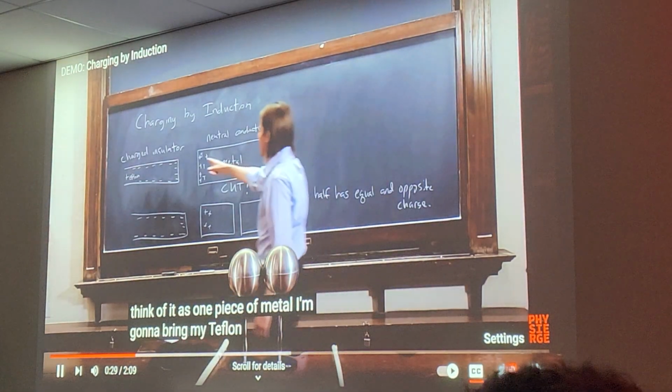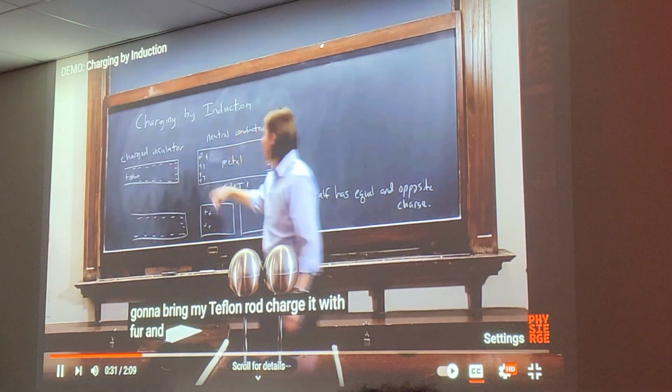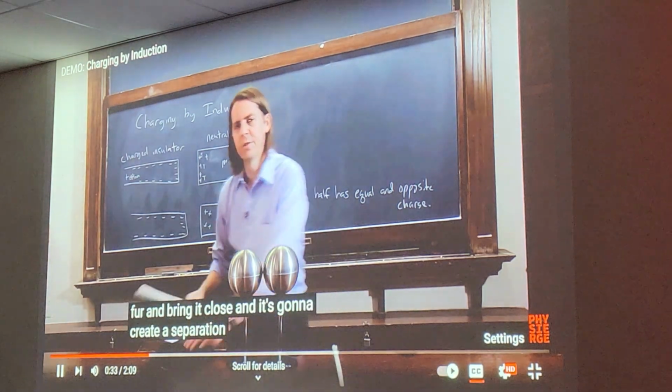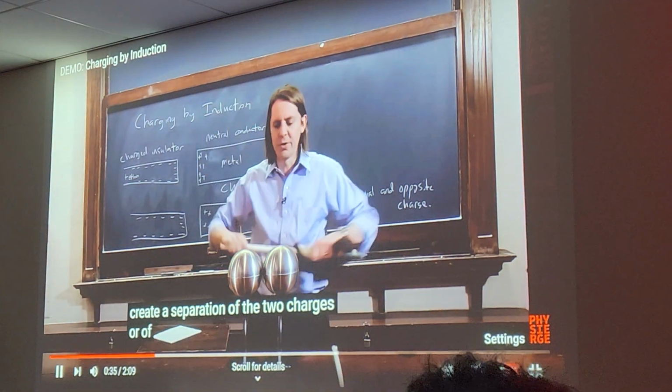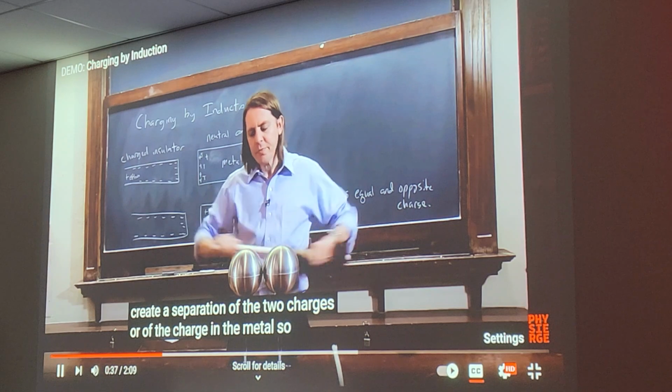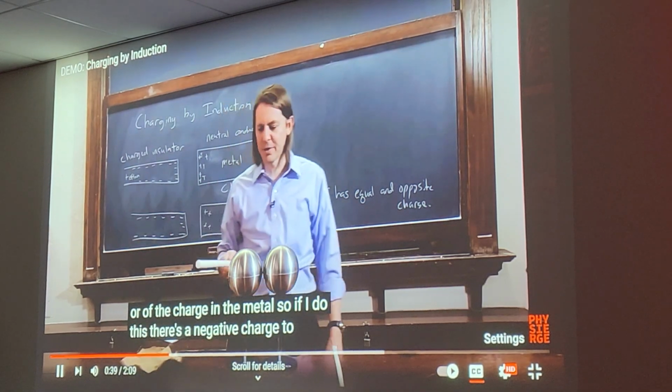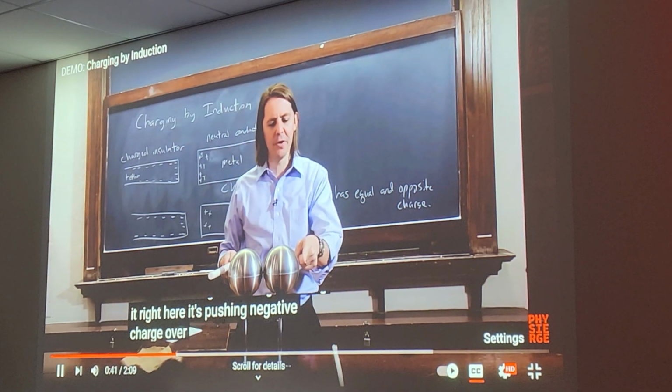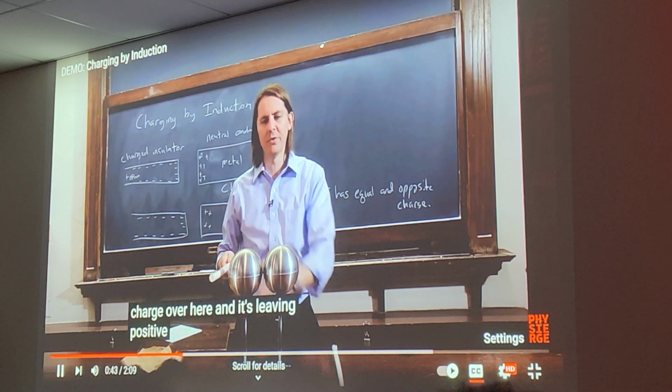I'm gonna bring my Teflon rod, charge it with fur, bring it close, and it's gonna create a separation between the charges. So he's charging that rod right now. If I do this, there's negative charge right here. It's pushing negative charge over here. It's leaving positive charge over there.